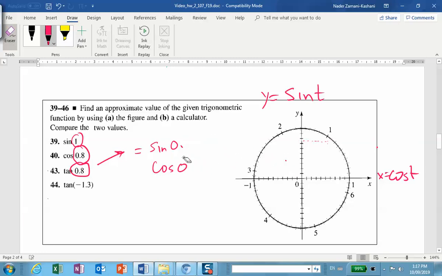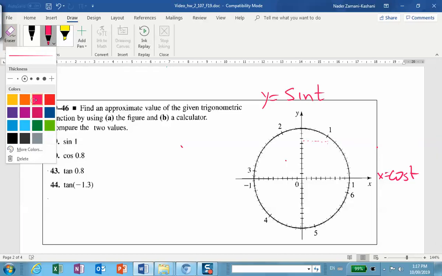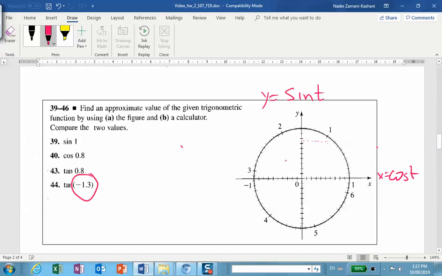Okay, so this one says find the tangent of minus 1.3. Where is minus 1.3? Well, we go backward by 1.3. So let's see now. 1, 2, 3, 4, 5, 6, 7, 8, 9, 10. So that's going to be minus 1. And then on top of that, you go 1, 2, 3. So we're roughly here. This corresponds to t equal to minus 1.3 approximately.